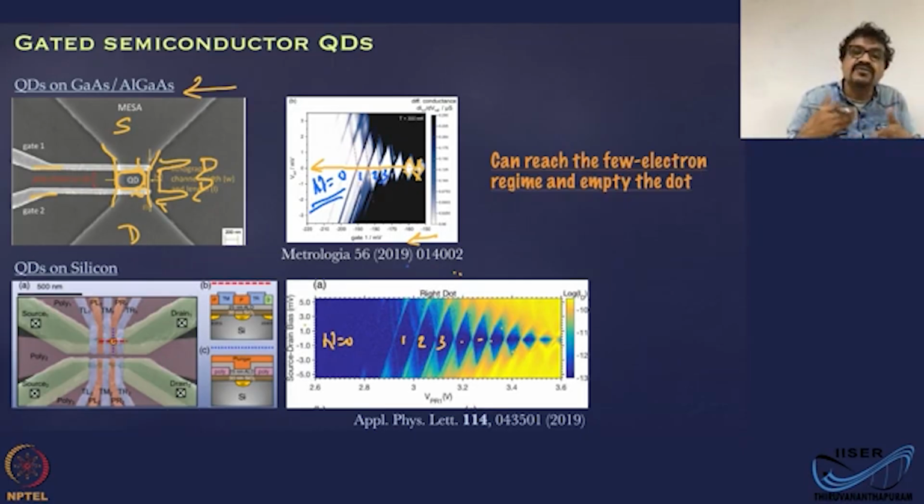But there are techniques for how you identify this, or characterize this regime, which we will discuss in one of the coming classes. You can use techniques such as charge sensing instead of measuring the current, which we will discuss later. Okay, so this is the story with the semiconductor gated quantum dots.